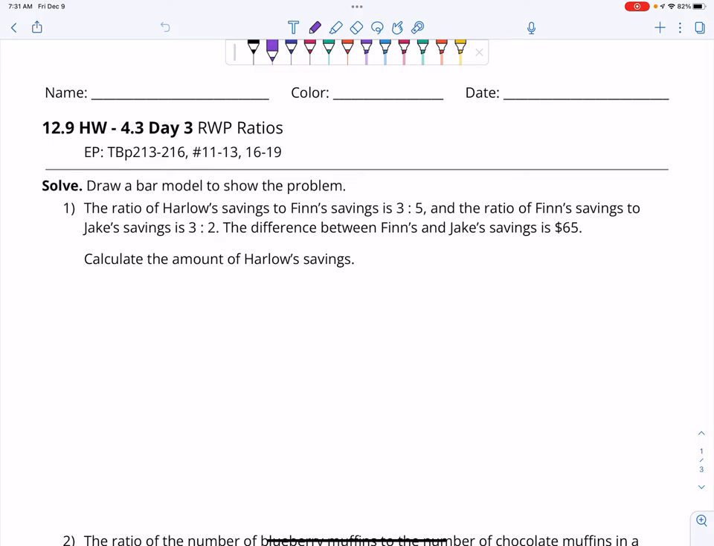Right, here we are with some real-world problems for ratios. These are solutions to Chapter 4, Lesson 3, Day 3 homework. So you do have some extra practice problems.